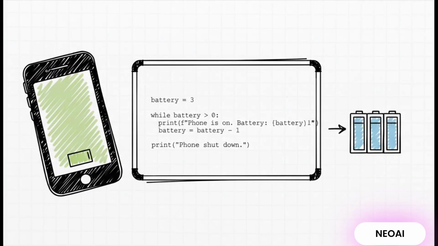All right, take a look at this. We've got a simple little program that simulates a phone's battery. The whole point is to keep the phone on as long as the battery has some juice left. Let's break this down line by line to see exactly what's going on under the hood.